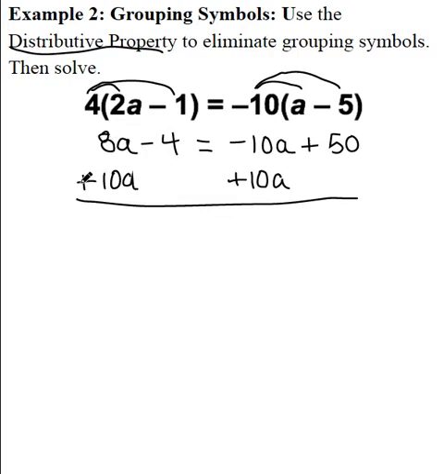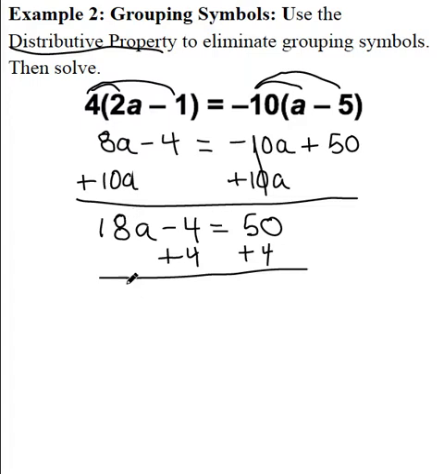All right, let's take care of that. So 8a plus 10a equals 18a minus 4 is equal to, well, this cancels, so I end up with just 50 on this side of my equal sign. Not bad. Now I want to continue moving things. I moved all my a values to this side of the equal sign. I now need to move everything else over to the other side. Okay, so I have a negative 4 over here. I'm going to eliminate that by adding 4 to both sides.